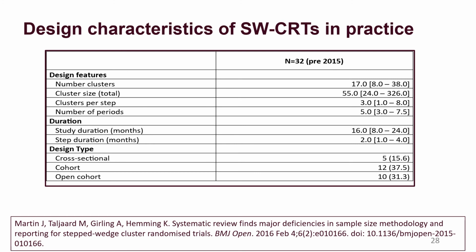Average number of clusters allocated to each step is 3, and the average number of periods is 5. Average study duration is about 16 months, and the average step duration is about 2 months. About 15 or 16% adopt a cross-sectional sampling structure, with the majority adopting a cohort or open cohort sampling structure.